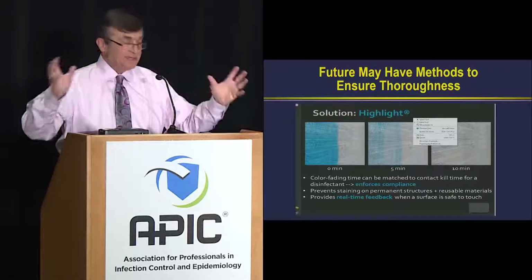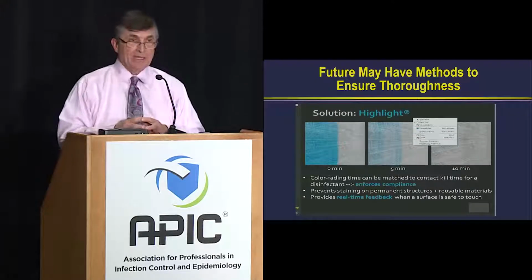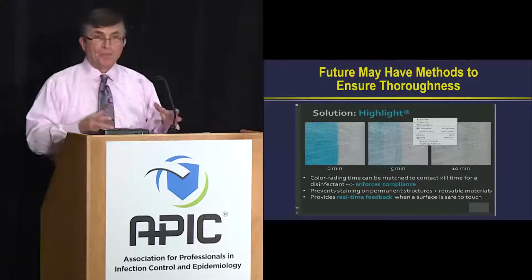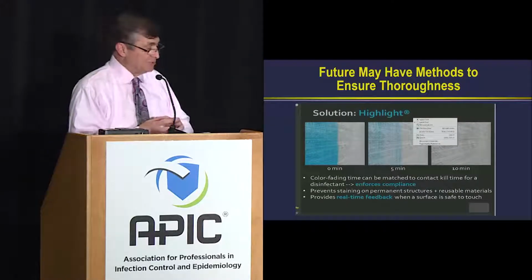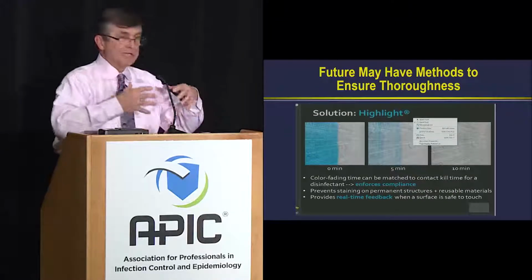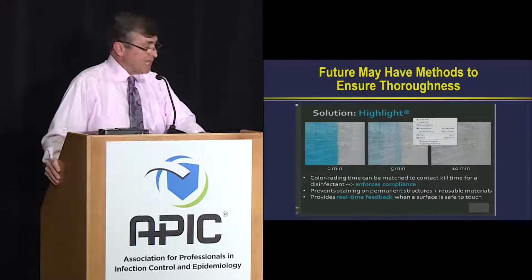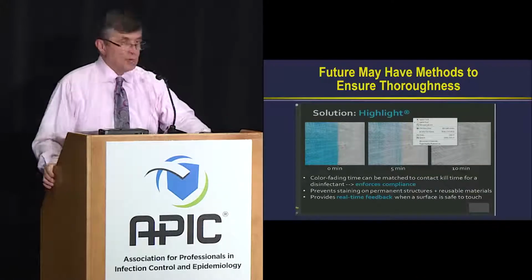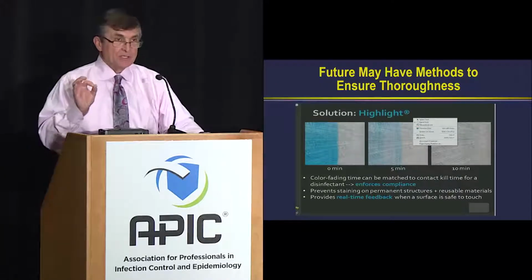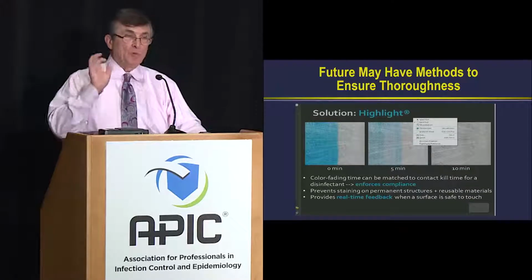It's used in paint, but essentially it's technology that, when you apply a product to a surface, it is colored, for example, blue, and then it fades to essentially a non-existent color. That is, it fades back to the original color if it's white or whatever color it is. So this is a color fading time which can be matched possibly to a contact time. So this is not yet available, but I hope it becomes available, because what would it do?